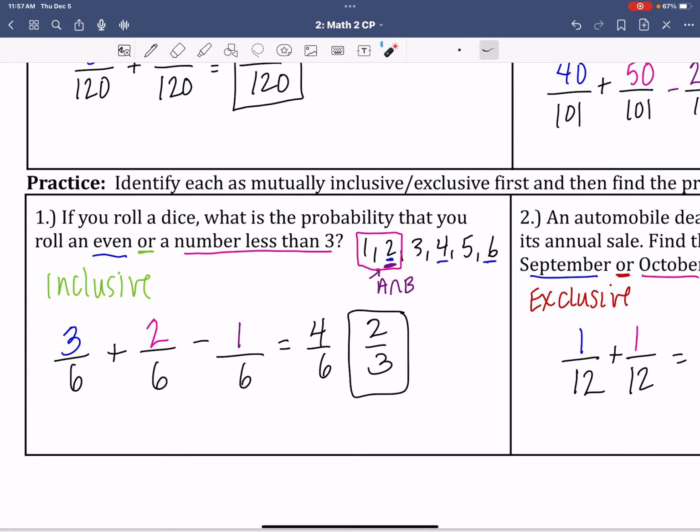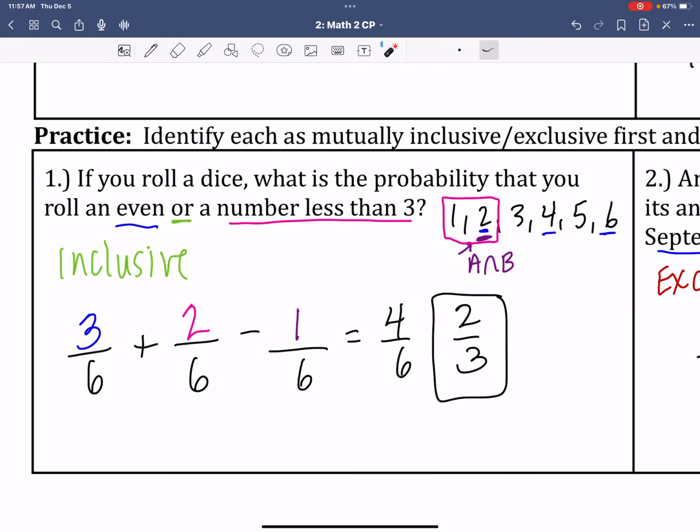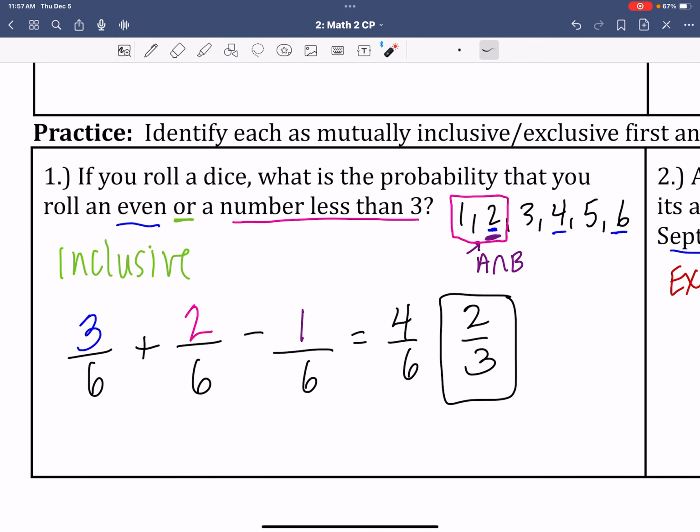All right, I did these two just to show you, but for this one, we need to identify first if it's inclusive or exclusive, and then find the probability. It says, if you roll a die, what is the probability that you roll an even or a number less than 3? I wrote all the possibilities that you could roll, and then we're looking for even. Here are your even numbers, so we've got 3 out of the 6.